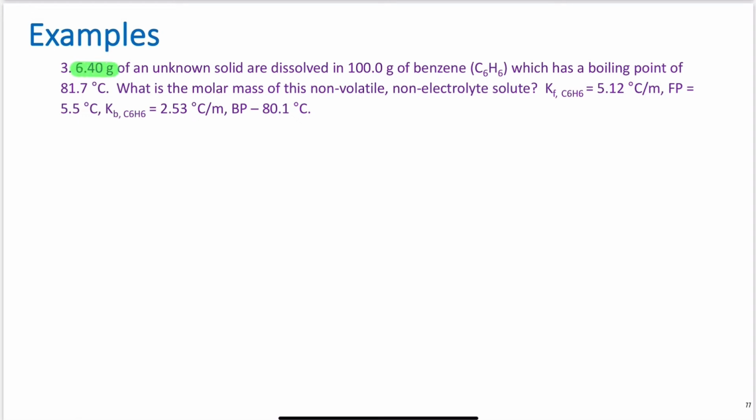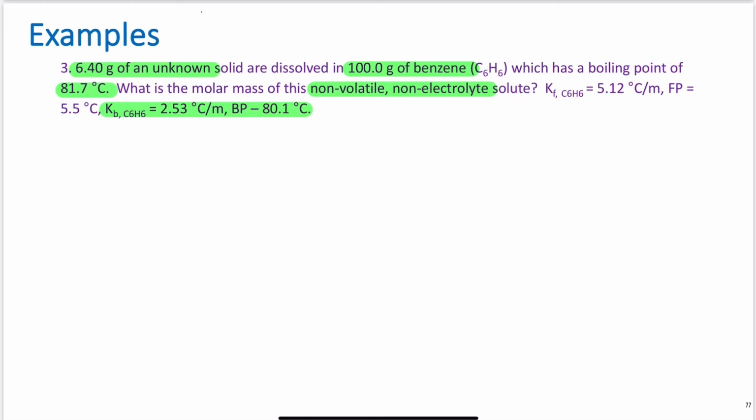So I've dissolved 6.40 grams of an unknown, that's my solute, in 100 grams of benzene, that's my solvent. The solution boils at 81.7 degrees C. I'm told non-volatile, non-electrolyte, and then I'm given Kf, FP, Kb, and BP. I don't really care about Kf, it's just erroneous information, but I do care about that Kb.